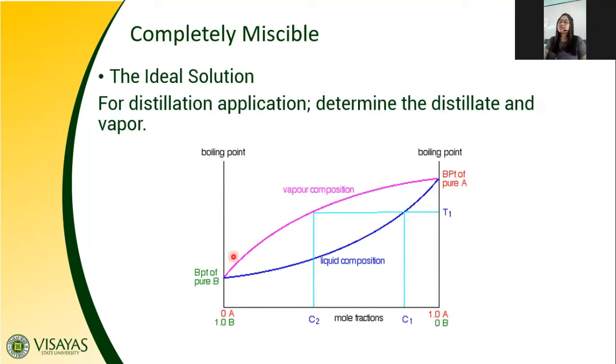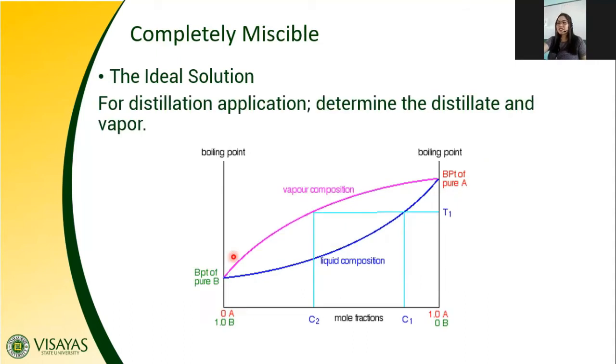It is an application of the distillation process, where you will determine the distillate and the vapor, and extract one component from that liquid system. Then you will determine the composition of the distillate, or the components of that liquid in that particular phase. For example, you will determine the composition of component A in the vapor phase or in the liquid phase.